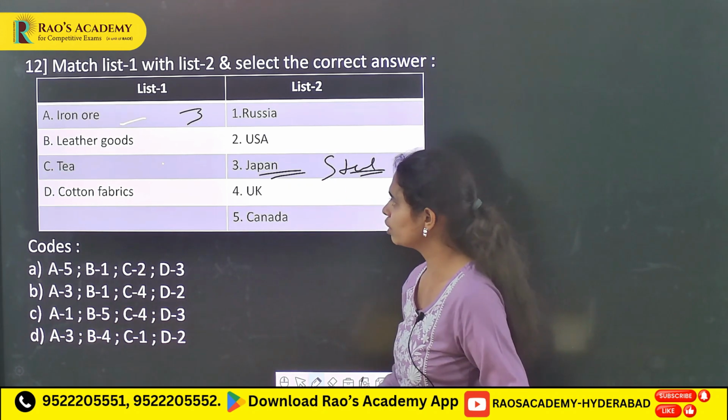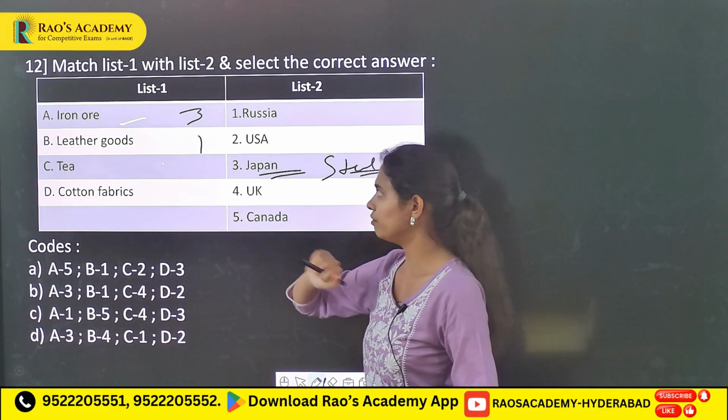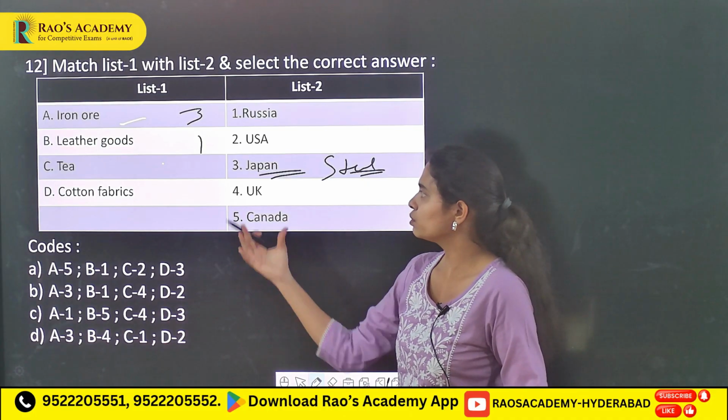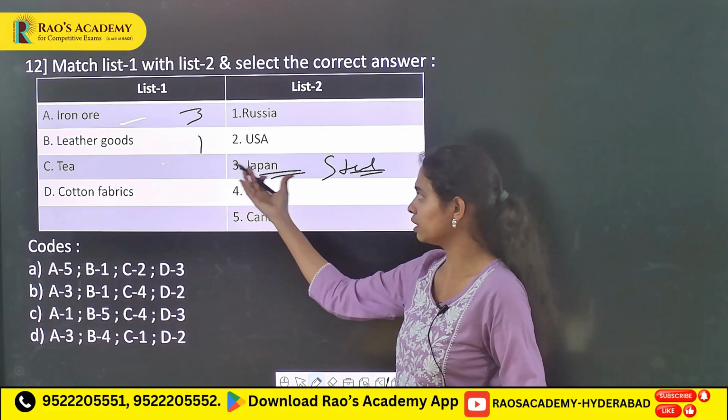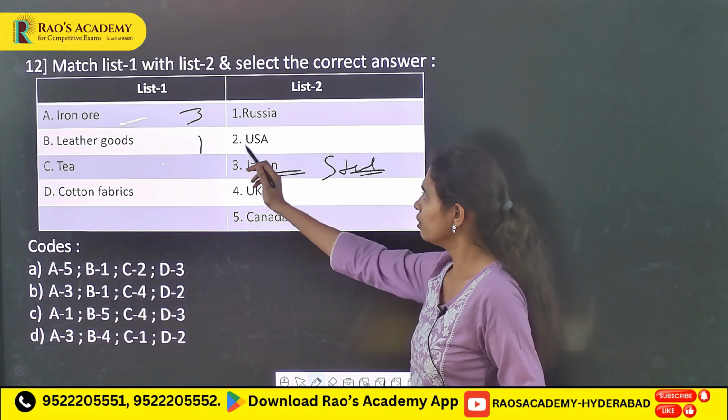Then followed by leather goods. These leather goods were greatly exported to Russia. Why Russia? Because whatever the standards that India produces with these leather goods, that matches with the Russian standards. So for leather goods it is Russia.